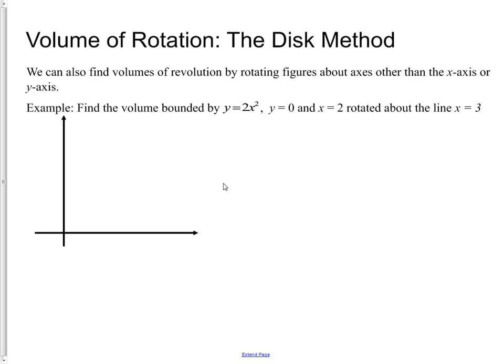Let's see if we can picture that situation. Our curve y equals 2x squared, of course, we know to be a parabola. And so it'll come out like this, something like that. There we go. There's y equals 2x squared. And we've got the line y equals 0. So y equals 0, that's the x-axis.